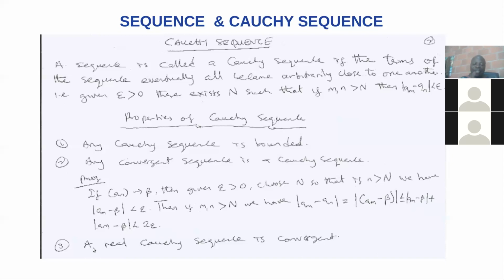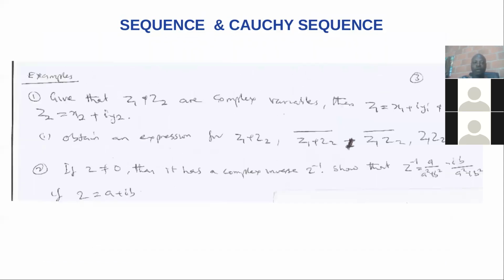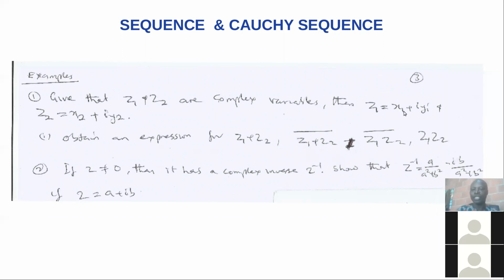That is, any real Cauchy sequence is always convergent. So now let's look at some problem. Say, for example, given that z1 and z2 are complex variables, then z1 is equal to x1 plus i y1 and z2 is equal to x2 plus i y2. Question: obtain an expression.